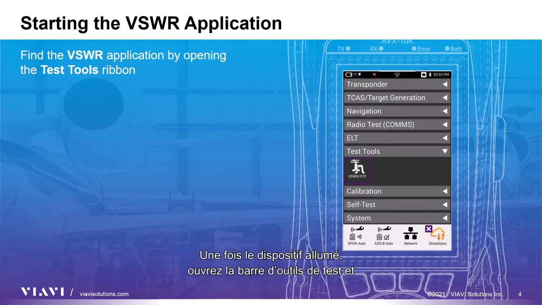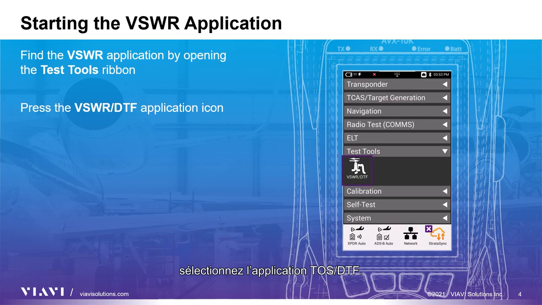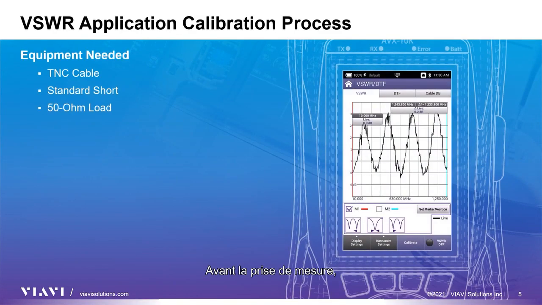After turning on your test set, open the Test Tools ribbon and select the VSWR DTF application. Before taking measurements, the calibration procedure needs to be performed. The tools needed include a cable, a standard short, and a 50 ohm load. If you purchased a kit, you should have this equipment.